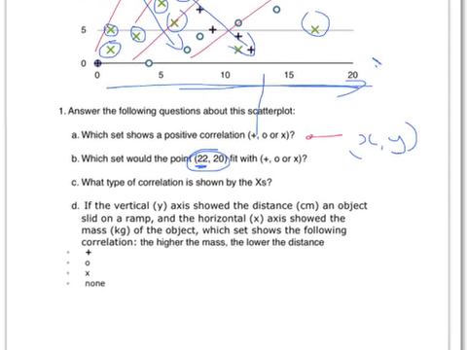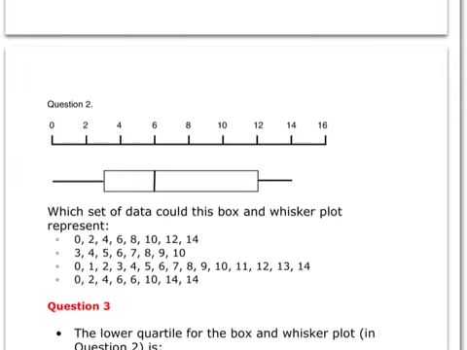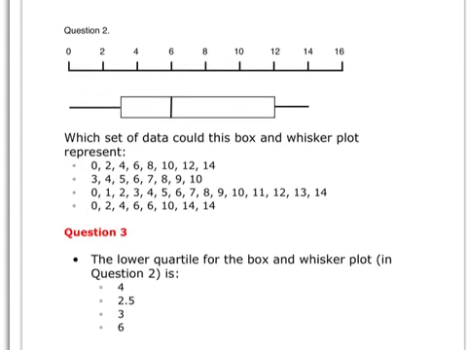Looking around at some of the other questions, somebody said to me they're having trouble with question 2. I'm assuming it means this question here. Basically, you've got a box and whisker plot here, and one of these sets of data actually is represented by this box and whisker plot.